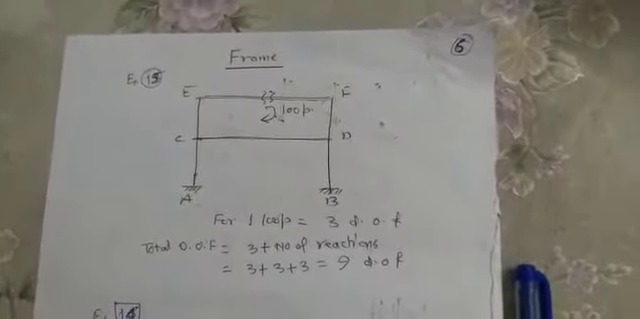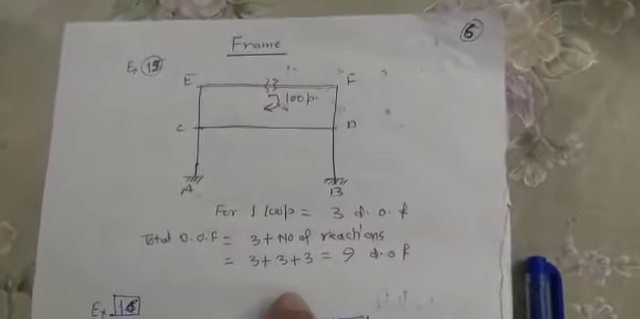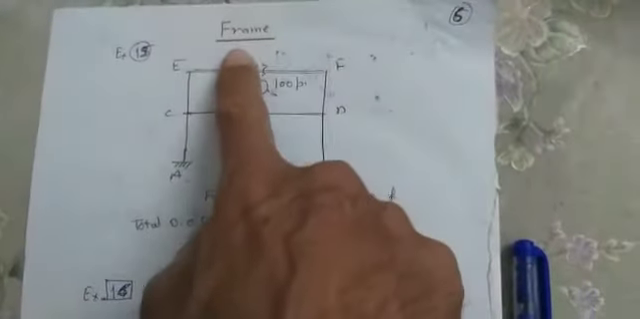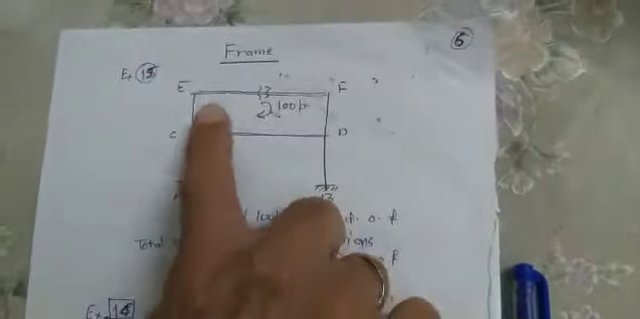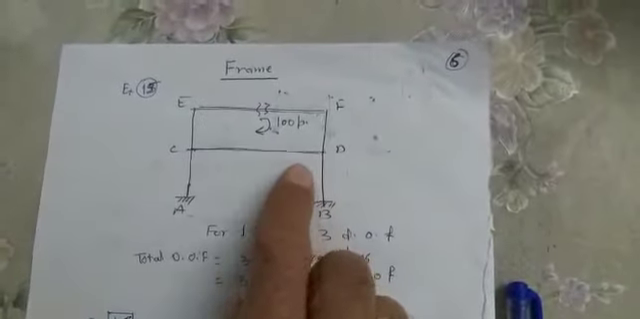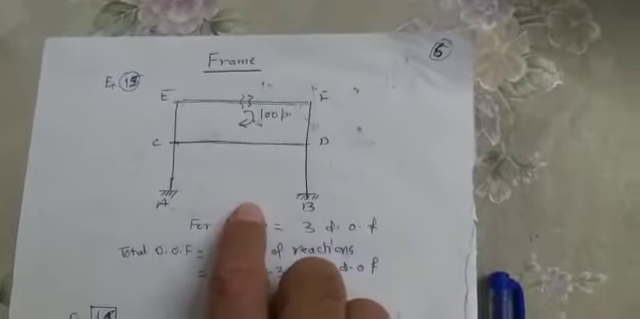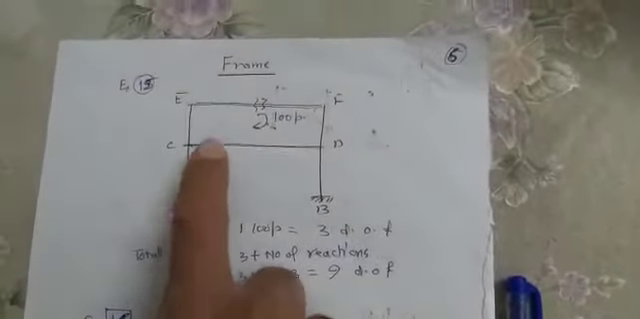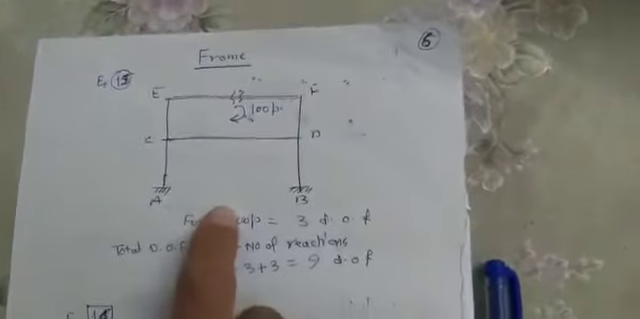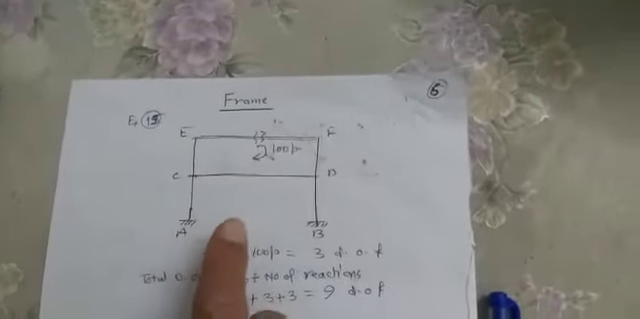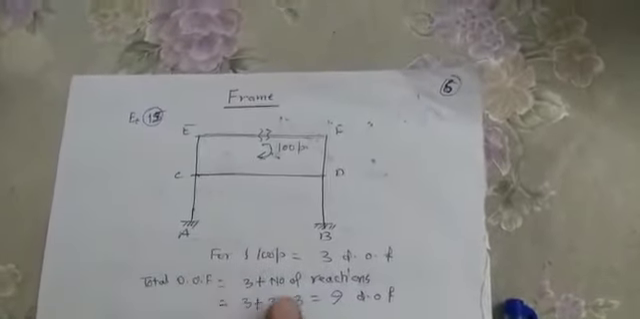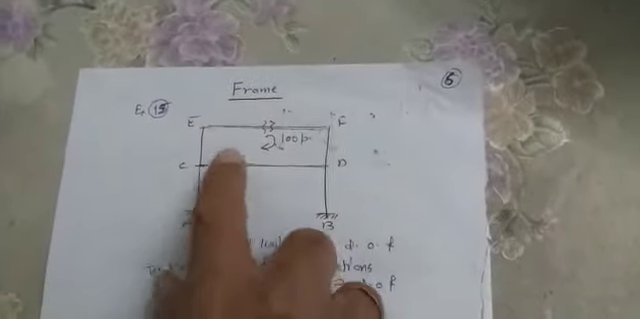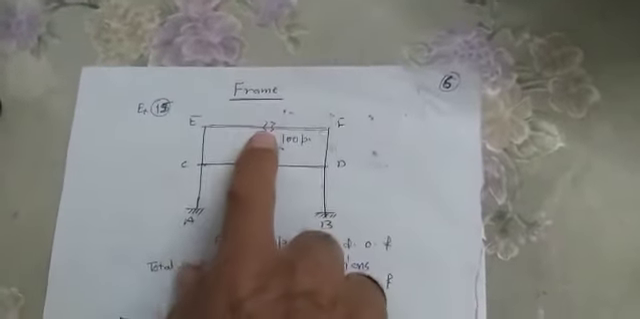In continuation with our previous topic, trusses, now we will come across the frames. It is a rigid one, and we have to find out the total redundancy of this frame. Now, it is very easy to calculate the total redundancy. That depends upon how many loops there are.